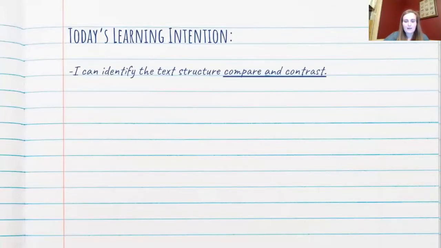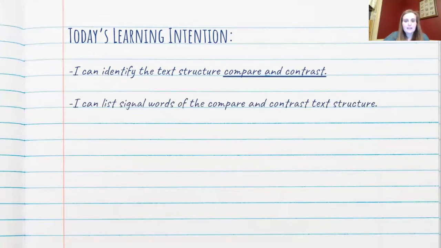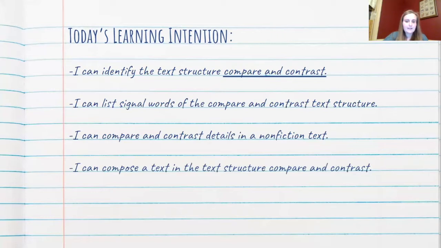So first, I can identify the text structure, compare and contrast. Second, I can list signal words of the compare and contrast text structure. So signal words, remember, are keywords that tell us that a text is set up as a compare and contrast text. Next is I can compare and contrast details in a nonfiction text. And finally, I can compose a text in the text structure, compare and contrast. So you'll be writing a short text at the end of this where you're writing in compare and contrast.